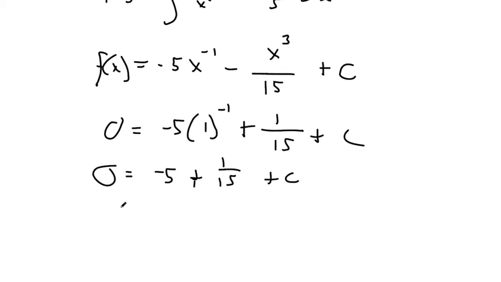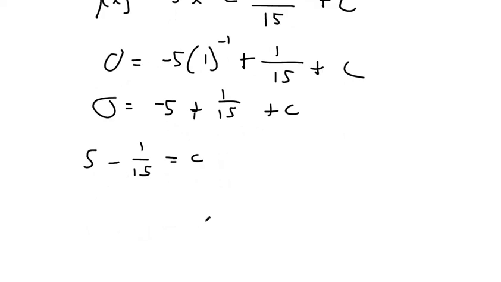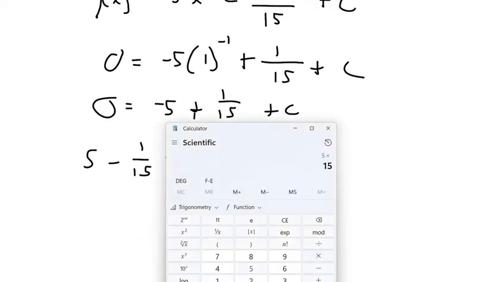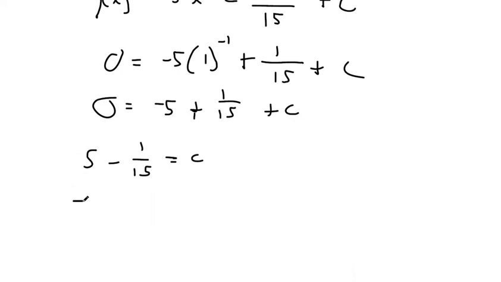So you can add that 5 to both sides and then subtract 1/15. So I get 5 subtracted by 1/15. So 5 times 15, that's 75. 74 over 15 for c.